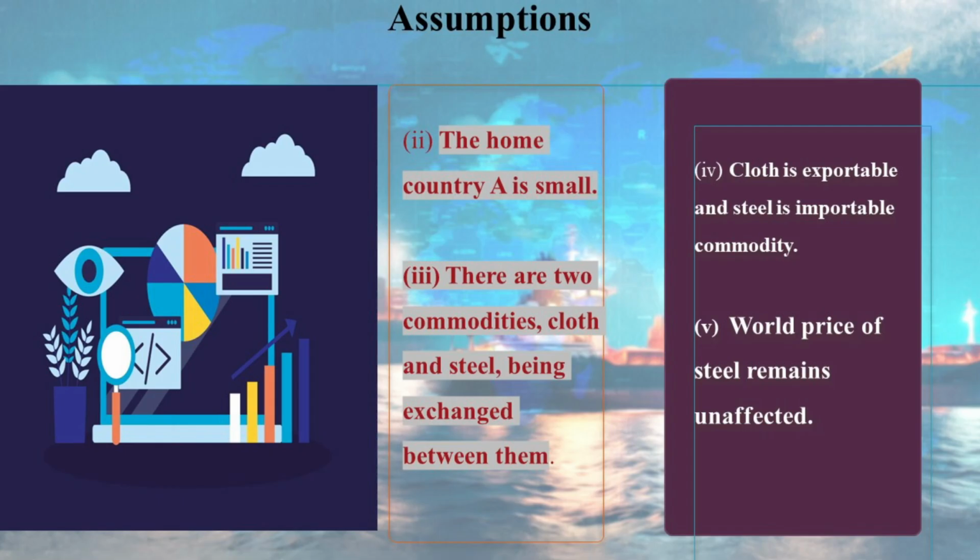So what do countries A and B do? Country A and B exchange these two commodities, cloth and steel. Exchange means either export or import. So in our assumptions, cloth is an exportable commodity and steel is an importable commodity. World price of steel remains unaffected. Since cloth is exportable and steel is importable, another assumption is that the world price of steel will remain unaffected.